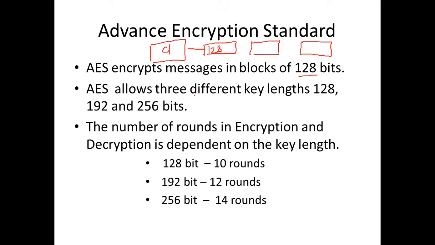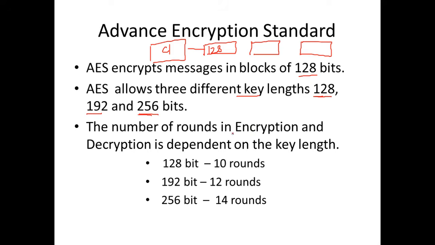And for encryption and decryption, we need a key. Here, three kinds of keys are allowed. That is, we can take a key of 128 bits in length, or we can go in for a key of 192 bits in length or 256 bits in length. The only thing is, when you go in for a larger key size, the encryption takes more time when compared to a 128-bit key size.